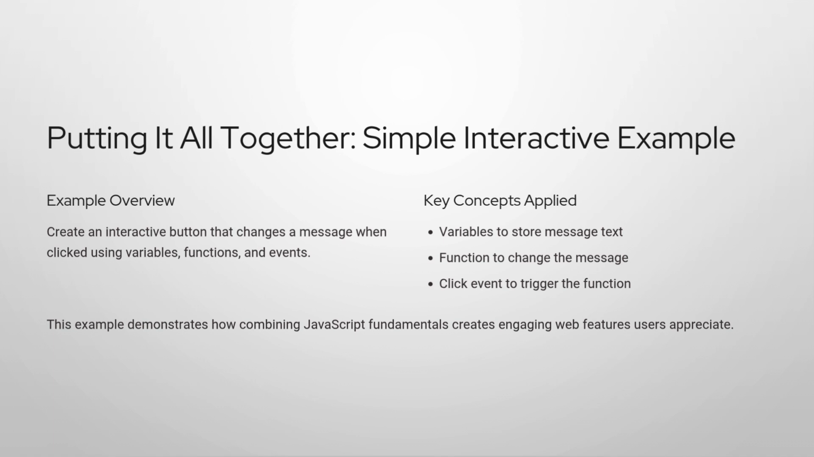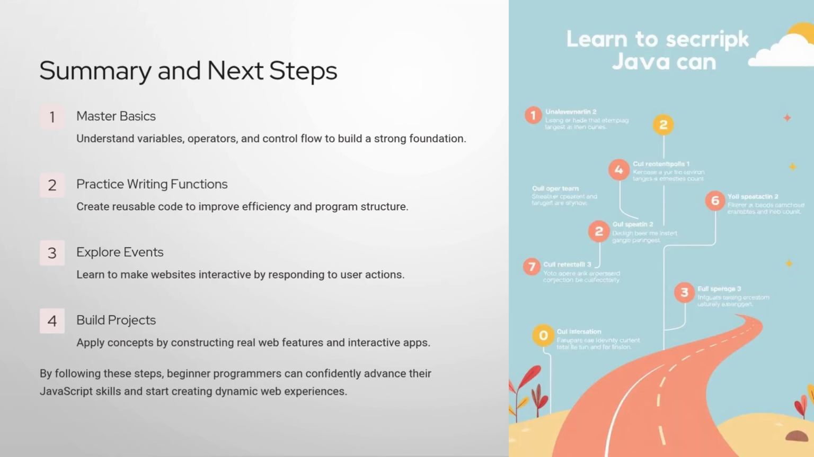Putting it all together: a simple interactive example overview. Create an interactive button that changes a message when clicked, using variables, functions, and events. Key concepts applied: variables to store message text, a function to change the message, and a click event to trigger the function. This example demonstrates how combining JavaScript fundamentals creates engaging web features. Users appreciate this. Summary and next steps.